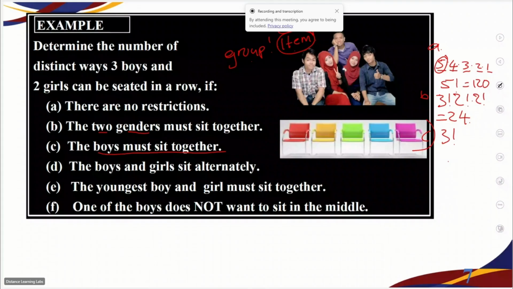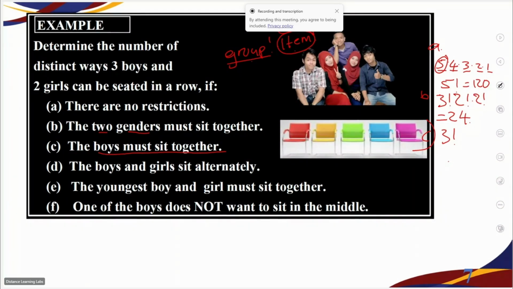It becomes now 3. We now have 3 items. Then our answer would be 3 factorial multiplied by 3 factorial. That means if only the boys are grouped together, they can sit in 36 different ways. 3 factorial multiplied by 3 factorial gives us 36.